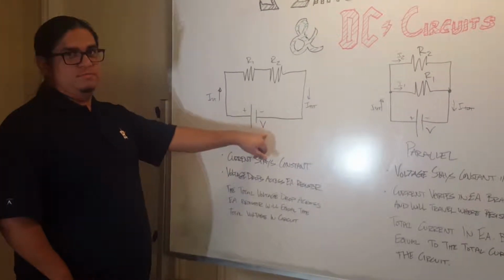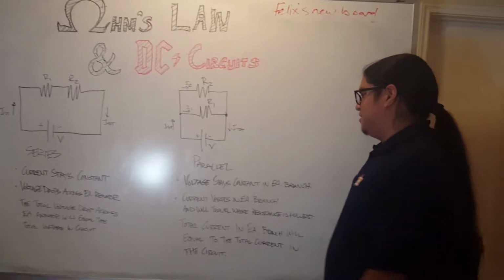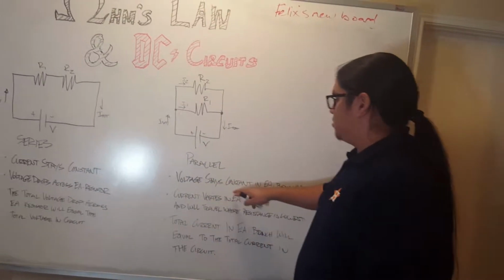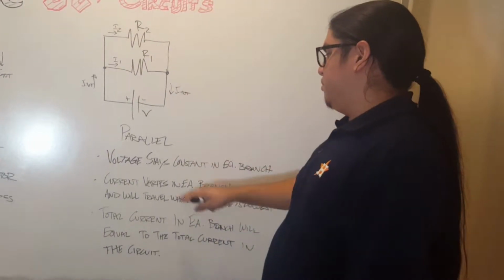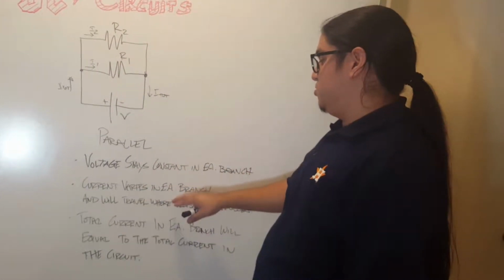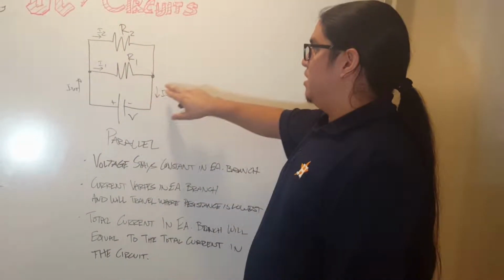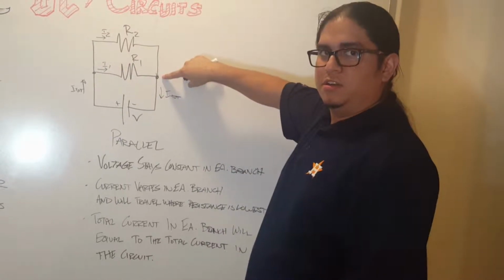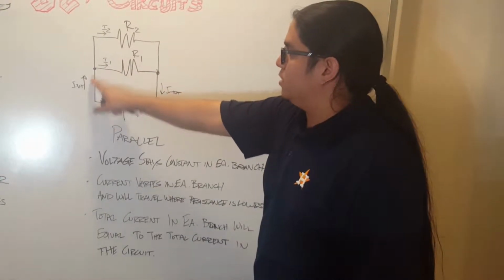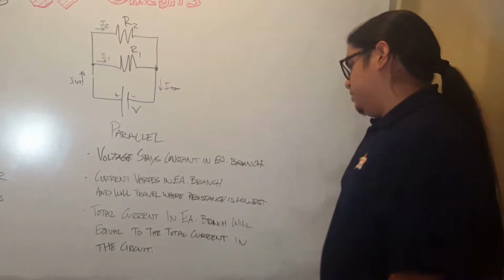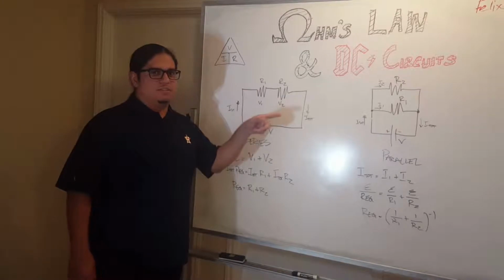Now when we look at parallel, it acts a little different. In parallel, the voltage will stay constant in each branch of the circuit. However, the current will vary in each branch, and the current will want to travel where there is least resistance. But after they reach the junction here, the total current of these two will equal the same current that went in on the other side. That's how we can use Ohm's law to solve DC circuits.